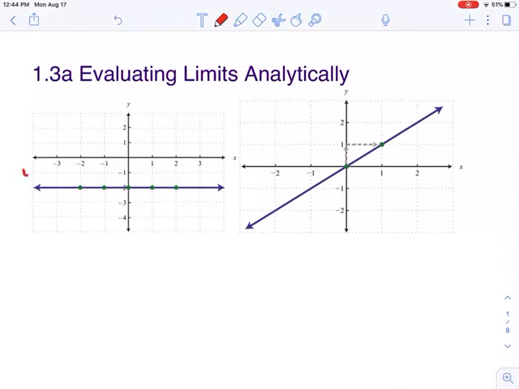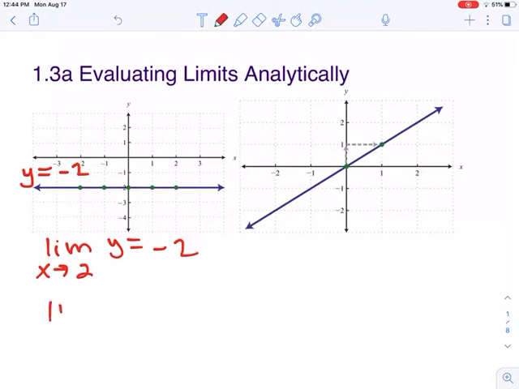And I want to look at this one right here. This is the graph of y equals -2. If we talk about the limit as x approaches 2 from this graph, what's it going to be? It's going to be -2, right? From the right and the left.